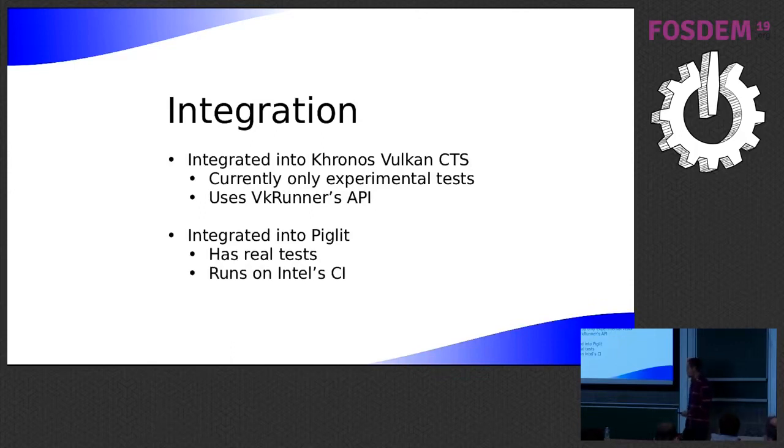It's also integrated into Piglit. Piglit has actual real tests on it now, and it gets picked up by Intel's CI system. So if you implement some Vulkan features and you want to make sure they don't get regressed, the best way I think at the moment, if it's a shader test, is to write it as a VkRunner test and just drop it into the Piglit repo. If you just drop it anywhere under a certain directory, it should get picked up. So hopefully there's a really minimal barrier to adding shader tests for Vulkan.